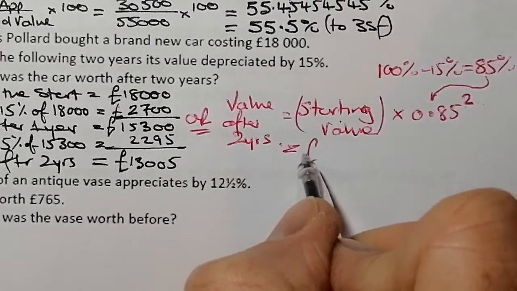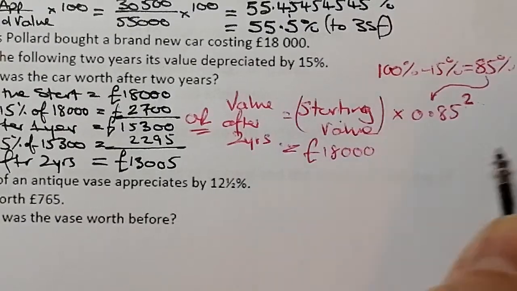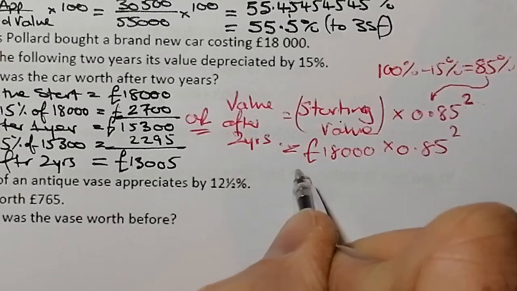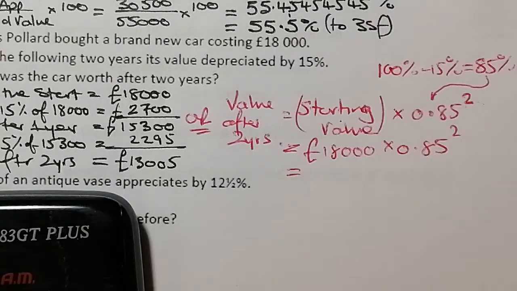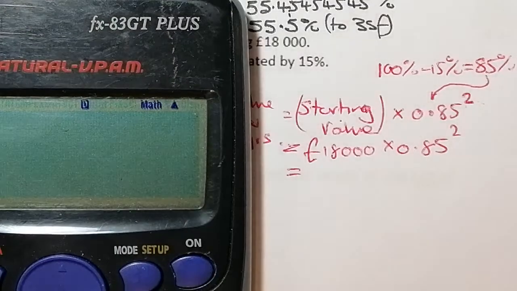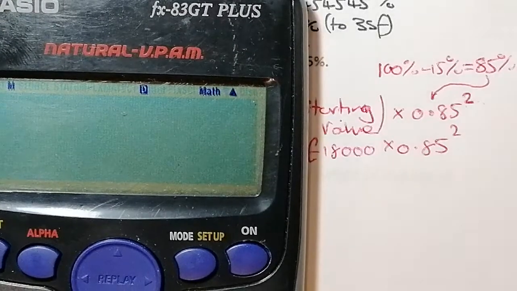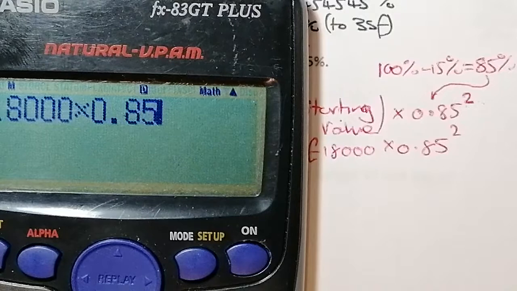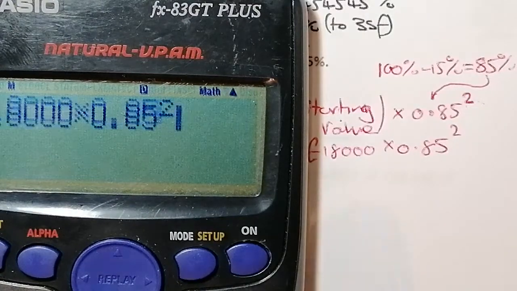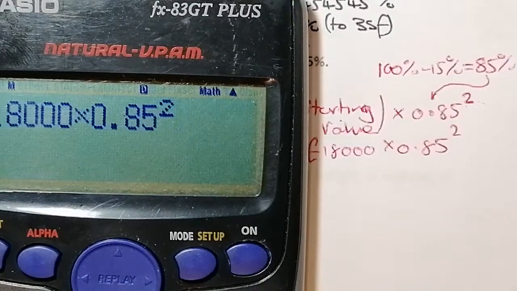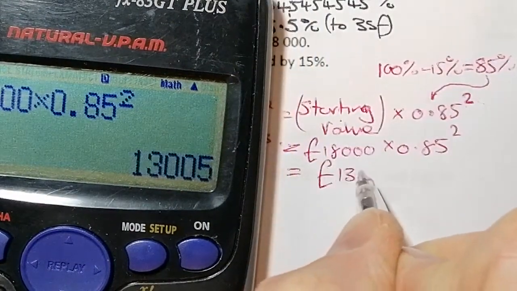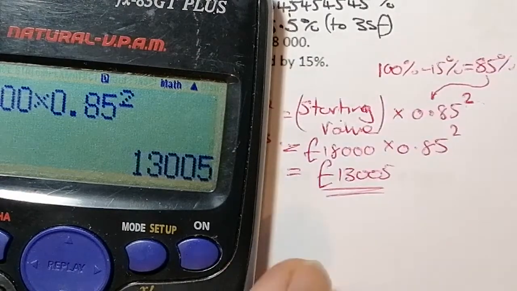So starting value started at £18,000. We'll multiply that by 0.85 to the power of 2, or squared, and then I should get my answer. So in the calculator, if you can see it there, 18,000 multiply that by 0.85, because that's the value that it's left with at the end of every year. I'll put it to the power of 2, so I've got a wee square button there, press equals, bang, there's my answer there.